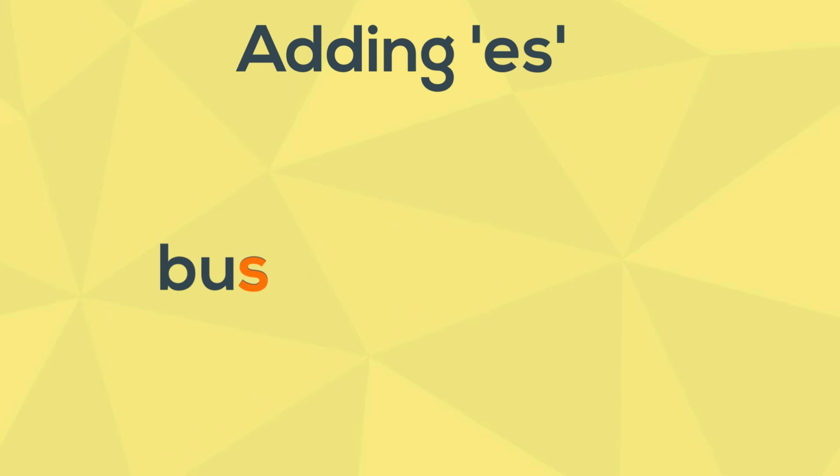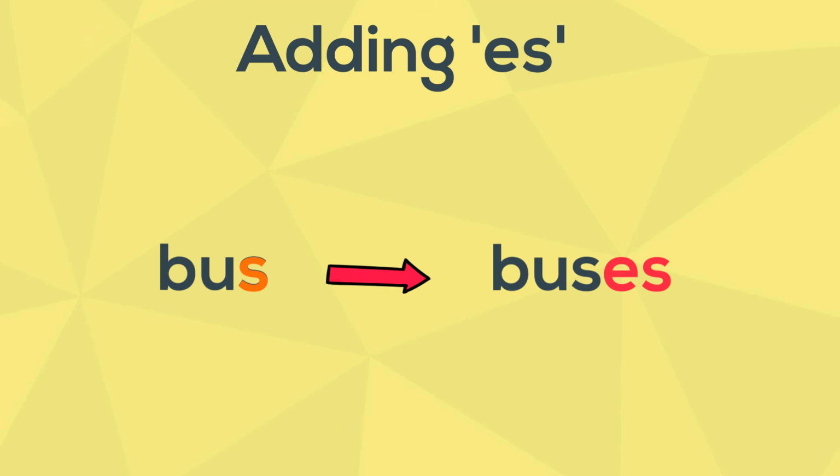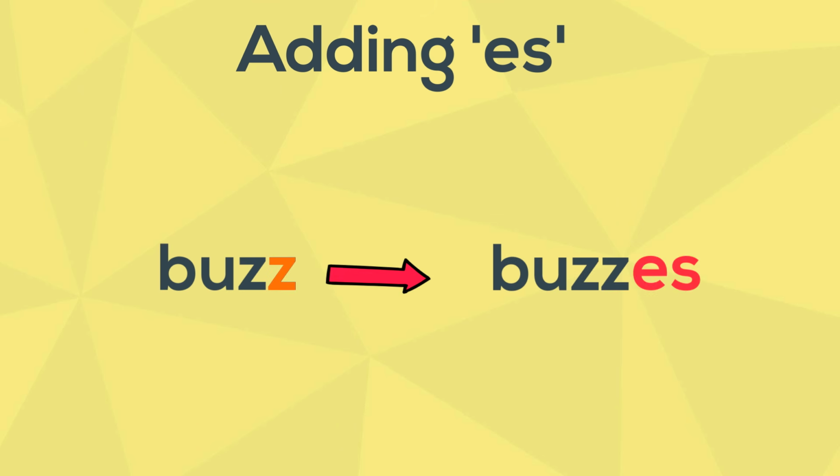Bus ends with an S, so we add ES to write buses. Boxes needs an ES because box ends with an X. Because buzz ends with a Z, we add ES to write buzzes.